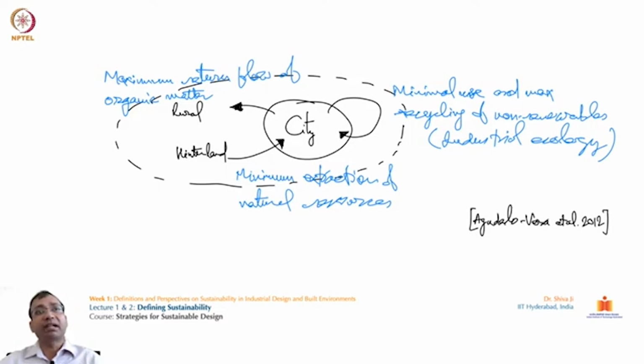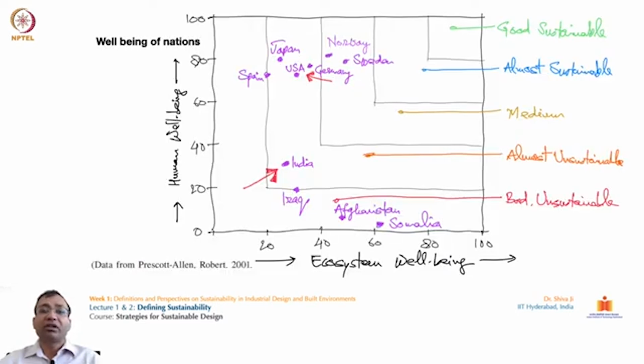Minimal use and maximum recycling of non-renewable resources is the primary and foremost recommendation to be taken care of. Otherwise, as stated, we are going to run out of resources. So let's have a quick look at two important parameters of today's society: first and foremost, human well-being, and second, the well-being of the ecosystem.